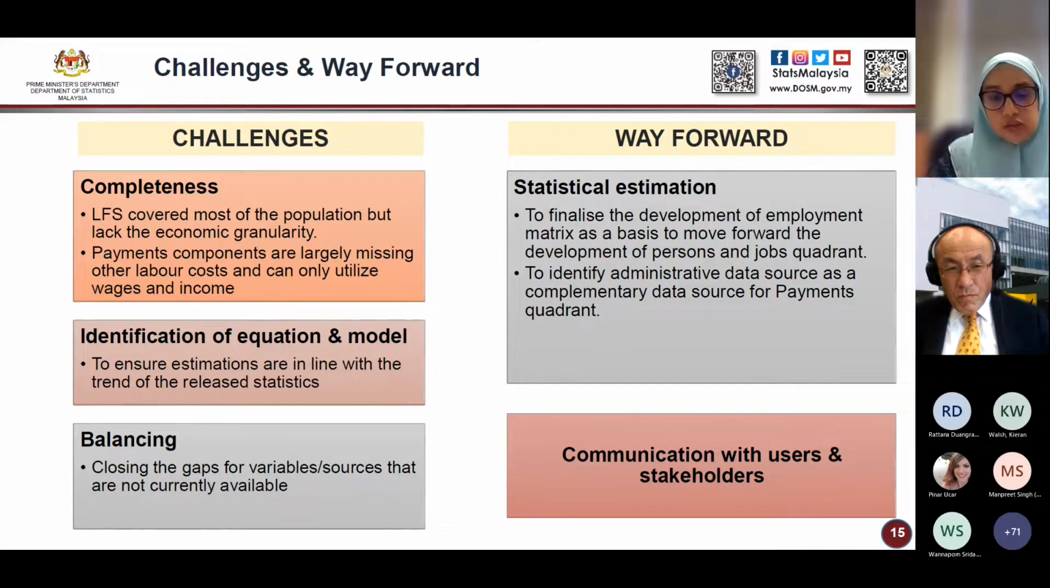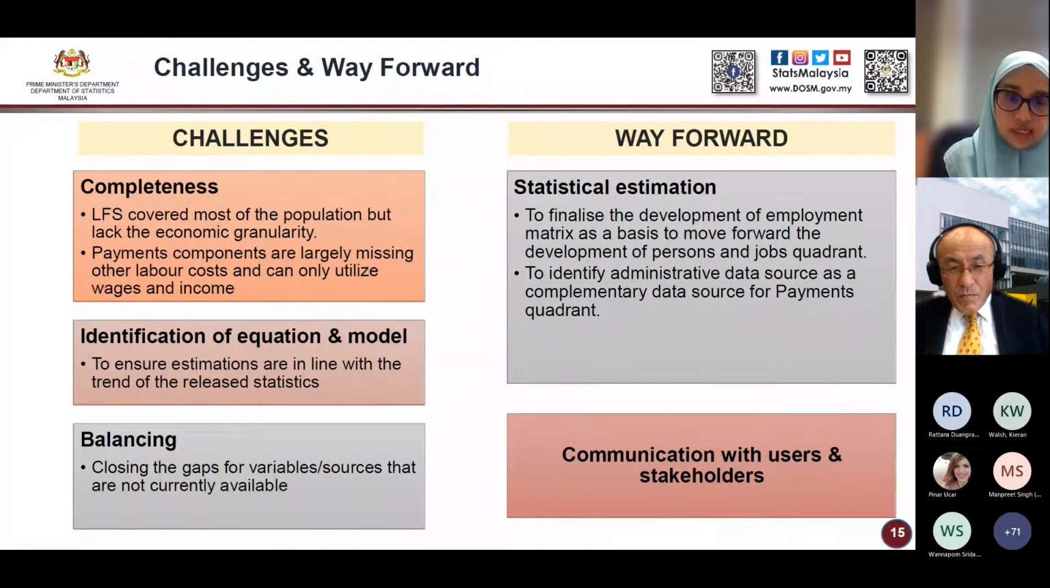quadrant, and to make a coherent picture between persons and jobs would require some estimation, and so we are still looking to explain the gaps, to make sense of the differences. And also, as for payment components, we are largely missing other labor costs and can only utilize wage and income statistics. So this also would be some of the challenges that we are still trying to reconcile.